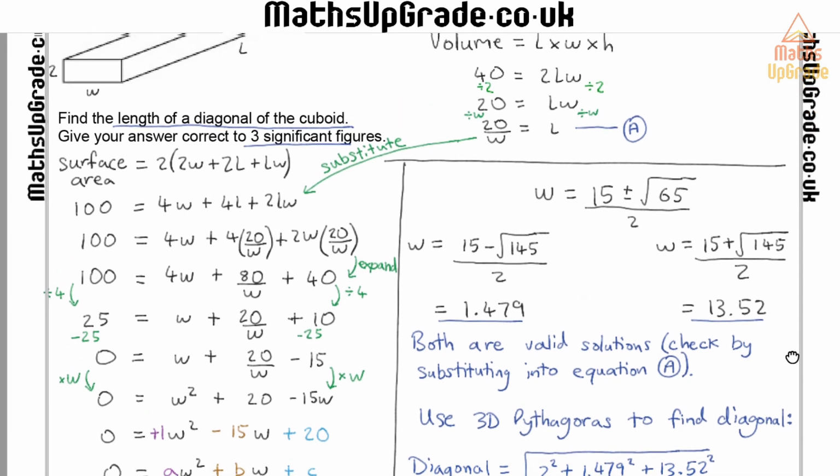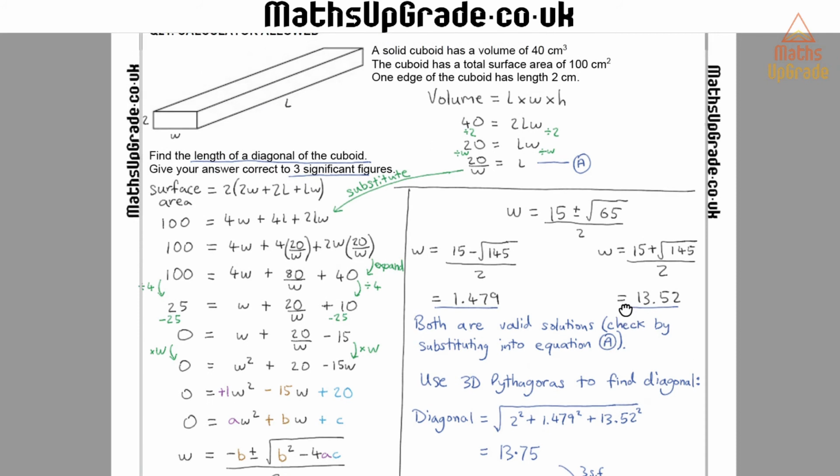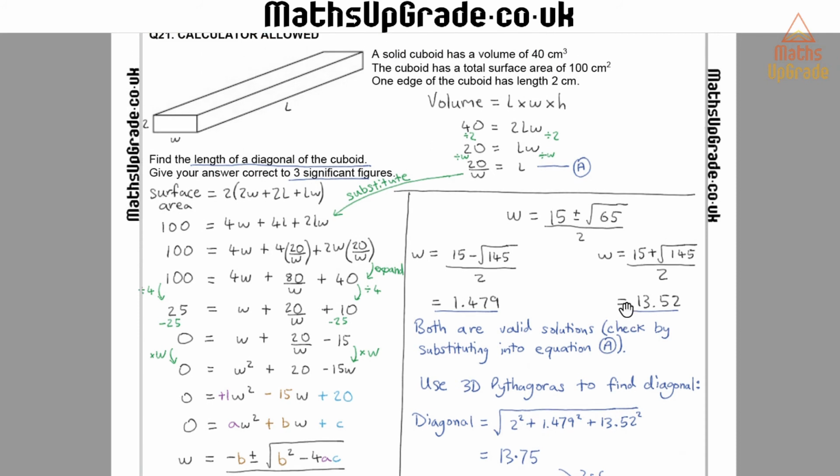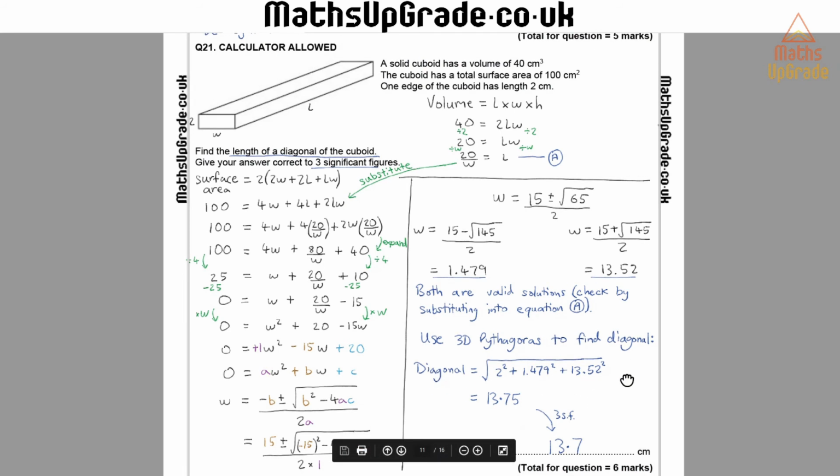I'm now going to use 3D Pythagoras. 3D Pythagoras states that the length of the diagonal of 2 opposite corners, 2 opposite vertices, is the square root of the sum of the squares of each of the edge lengths on that cuboid. Again, if you're not sure on how I've done that, be sure to check out the video on this site. When I round, I'll get 13.7 centimeters, and that is my 6 marks for that question.